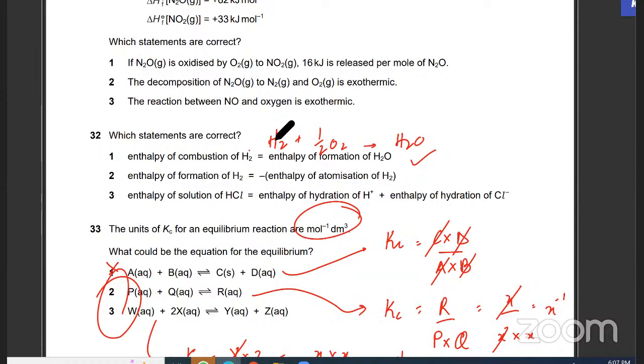Then the enthalpy of formation of H2 is minus the enthalpy of atomization. I'm going to leave that. We don't have atomization in our course anymore. The enthalpy of solution of HCl is... Yes, sir. Yes. For 33, it's written A. Like all three are correct.